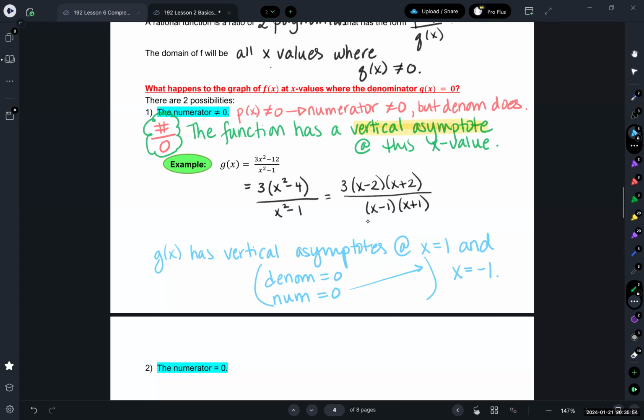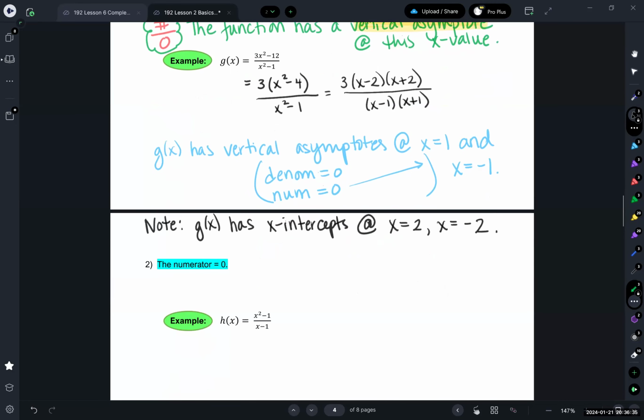What happens when x is 2 or negative 2? Think about that for a second. It would basically make all of g of x equal to 0, right? And what does that look like on a graph? They're x-intercepts, right? If the y is 0. So g of x has x-intercepts at x equals 2 and x equals negative 2, because both of those would have the numerator 0 and the denominator not 0. So just a little reminder about that.